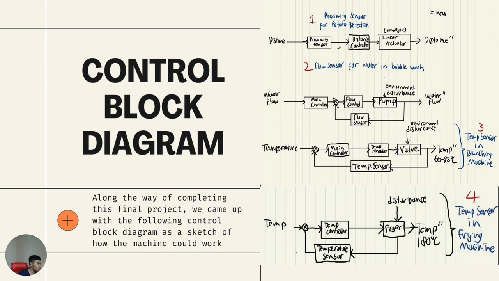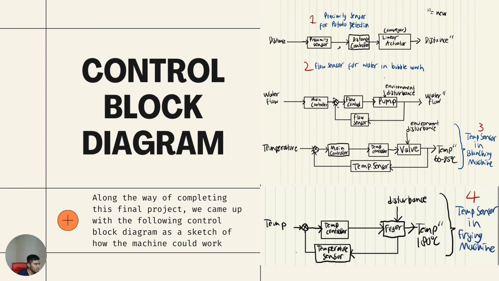So the temperature is the set point, and then it will go through the main temperature controller. The actuator is a pneumatic angle seat valve, with environment disturbance as well. Then the temperature will get feedback to the temperature sensor to measure its temperature, and the result of this control block diagram is the new temperature, with values ranging from 60 to 95 degrees Celsius.